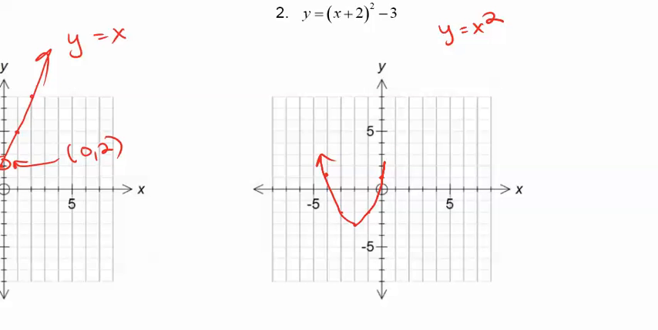For this one, I can see that the y-intercept looks like it's (0, 1), and I just get that by looking at the y-axis.